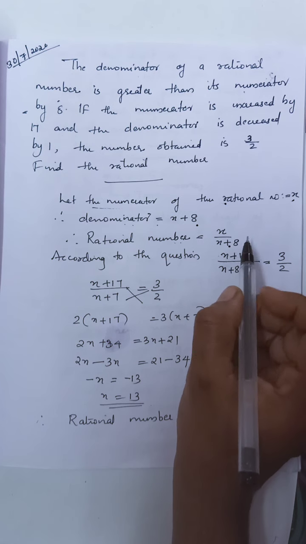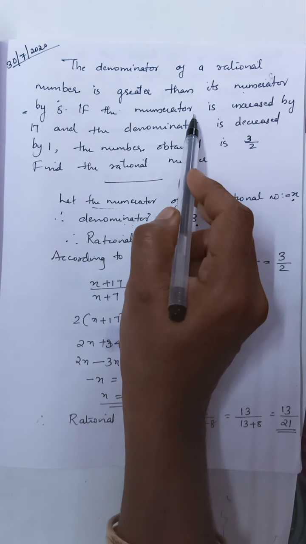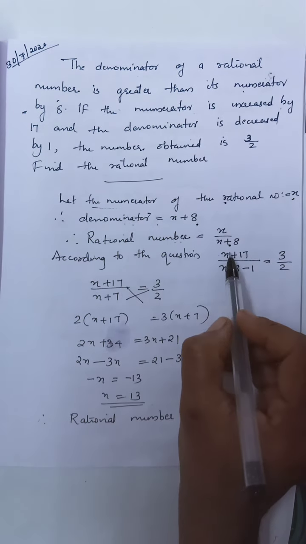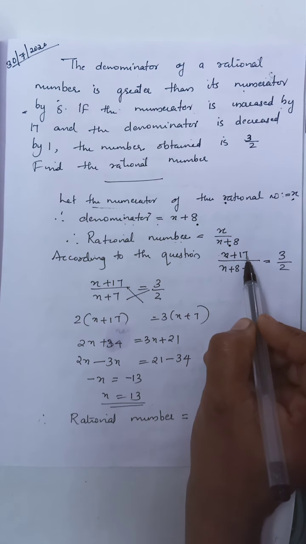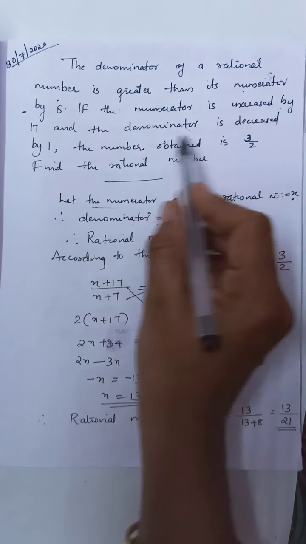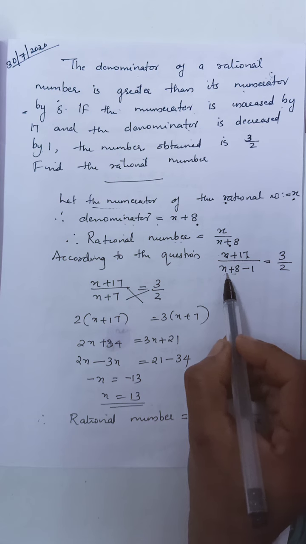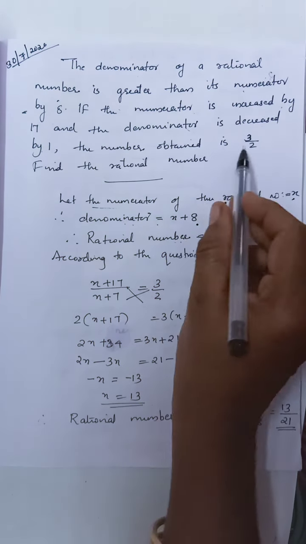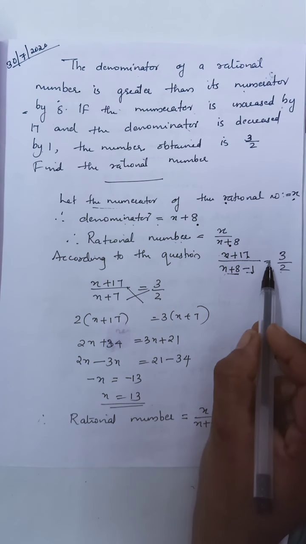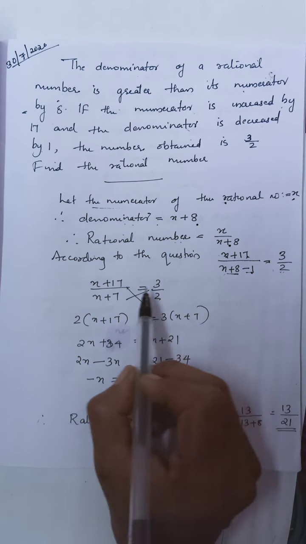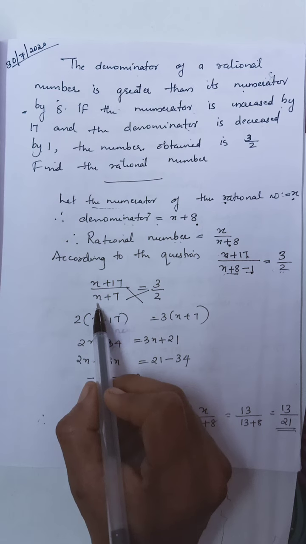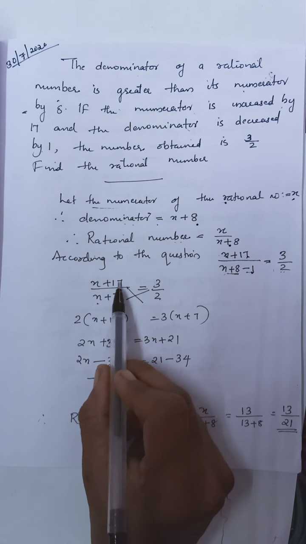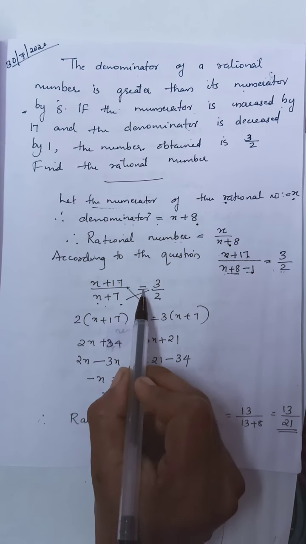Then according to the question, if the numerator is increased by 17, that is x becomes x plus 17, and the denominator is decreased by 1. Denominator is x plus 8, decreased by 1 means minus 1. The number obtained is equal to 3 by 2. That x plus 8 minus 1 can be written as x plus 7. So x plus 17 by x plus 7 equal to 3 by 2.